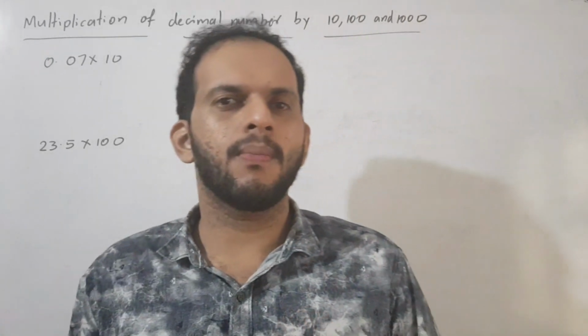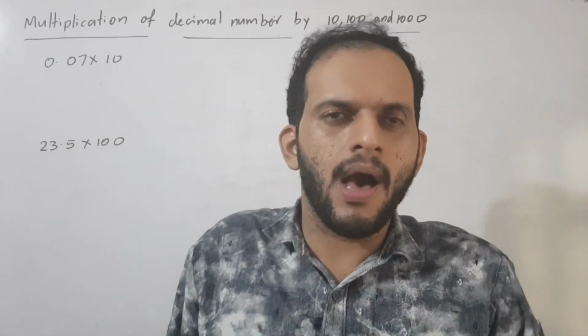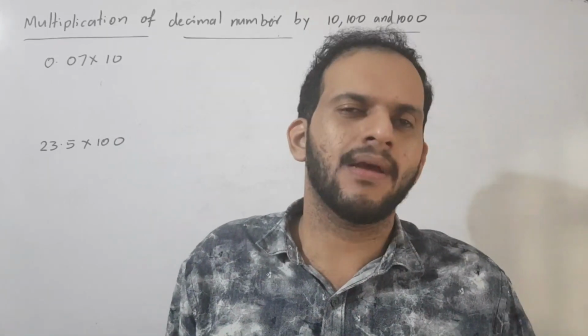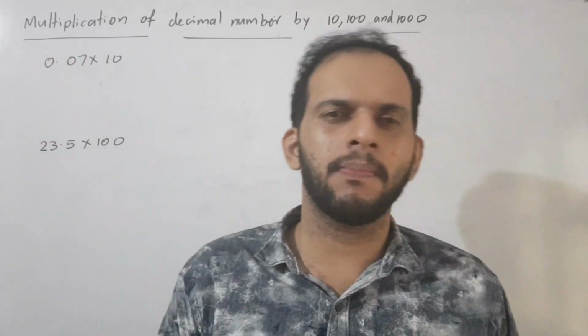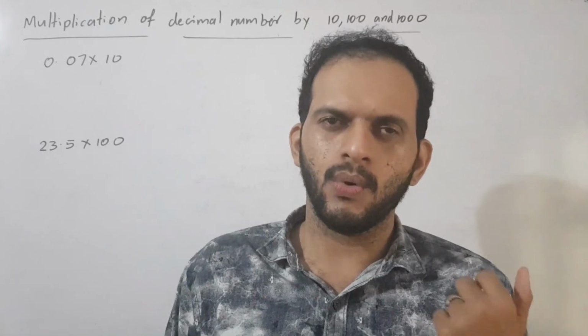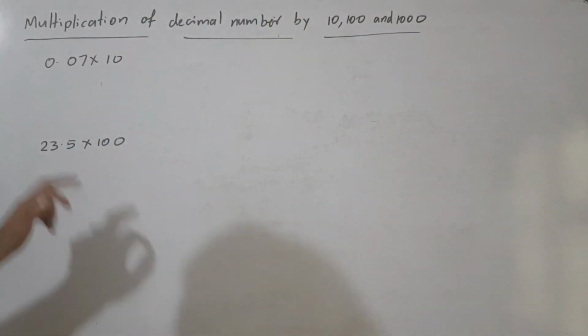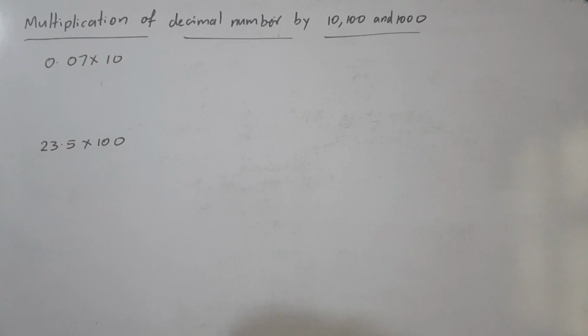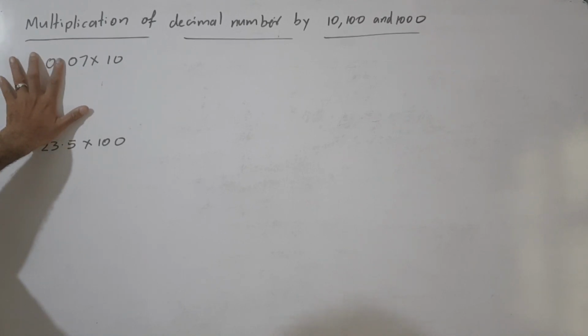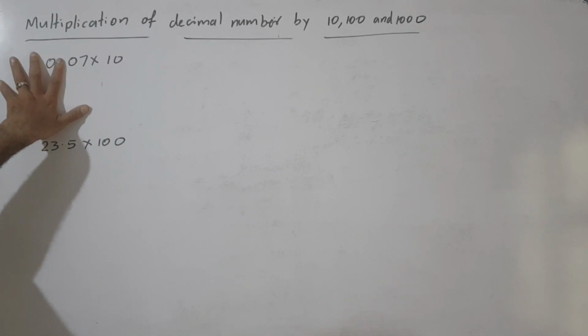Now we know how to multiply two decimal numbers and how to multiply a decimal number and a whole number. Consider that this is very easy with the multiplication by 10, 100, 1000, 10,000 and so on. So the first example, 0.07 into 10. How do we multiply? First we ignore the decimal point. The number is 0.07, so we will get 007.